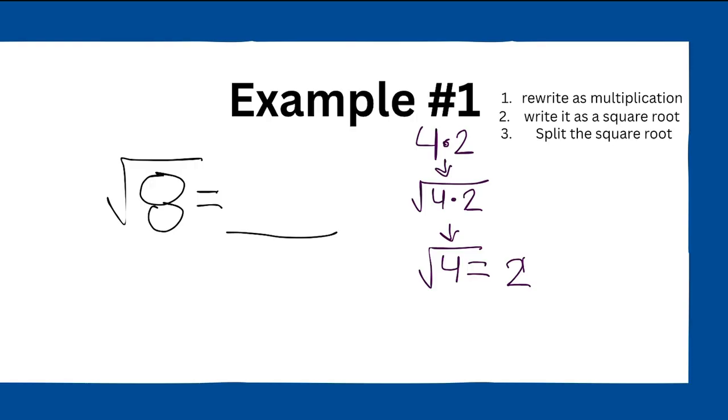I'm going to split the square root up. So I have this 4, right? I know that 4 can be a smaller value. So I do the square root of 4 equals 2. Now I'm going to simplify the square root.